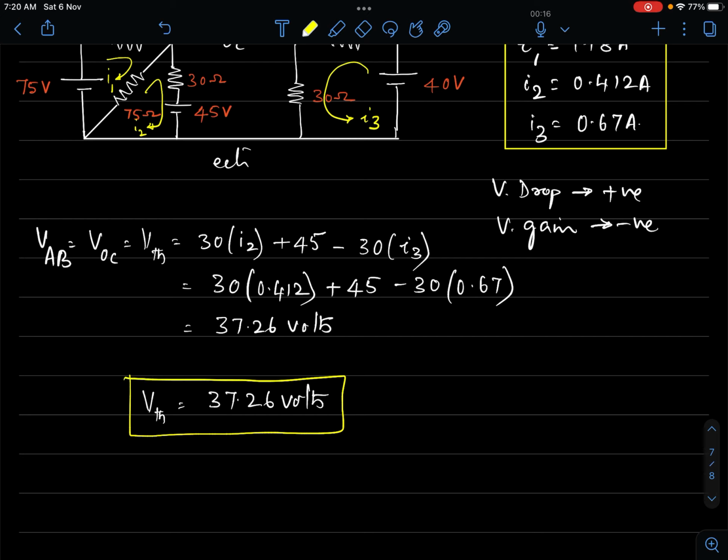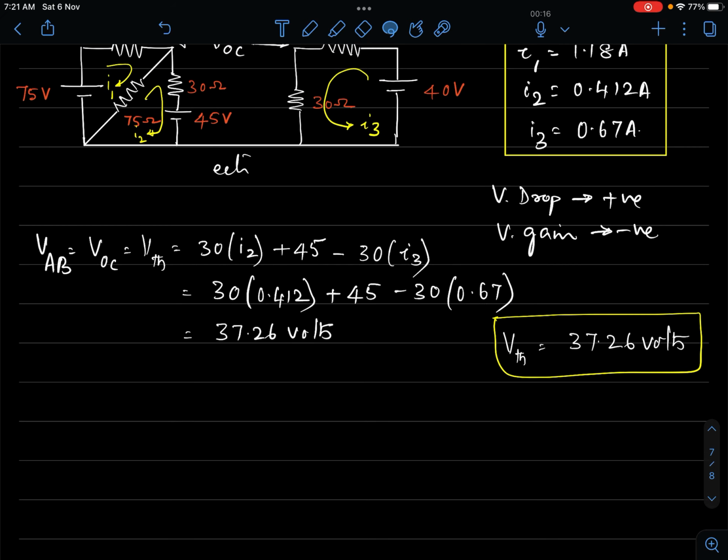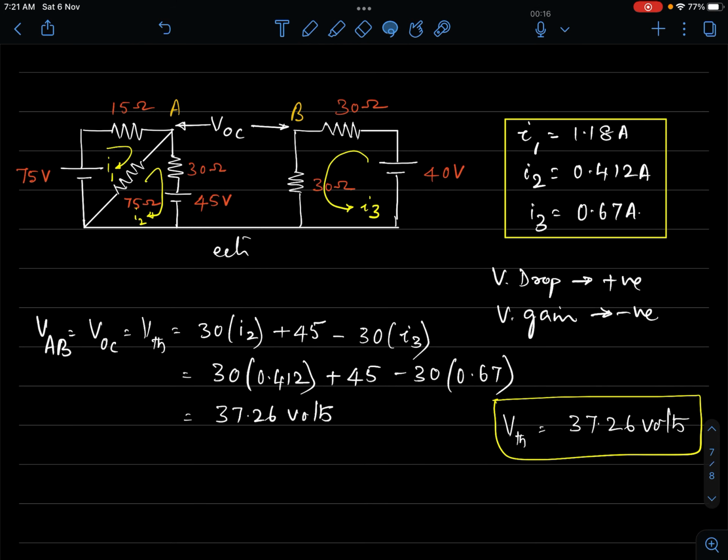Now, what is the next step? We need to get the Thevenin's resistance, the equivalent resistance of the Thevenin's source. The next step is to get the Thevenin's equivalent resistance between A and B. In order to find the Thevenin's resistance between A and B, we deactivate all the sources and view the network through these terminals under consideration and find out what equivalent resistance this network has to offer. So we will try to do that.